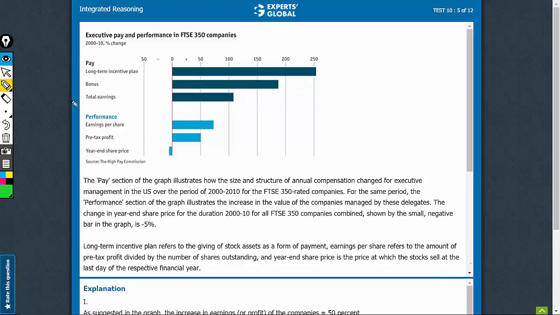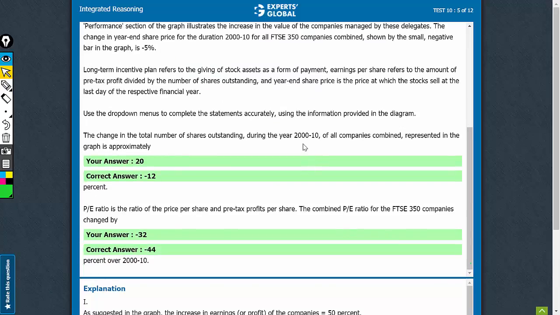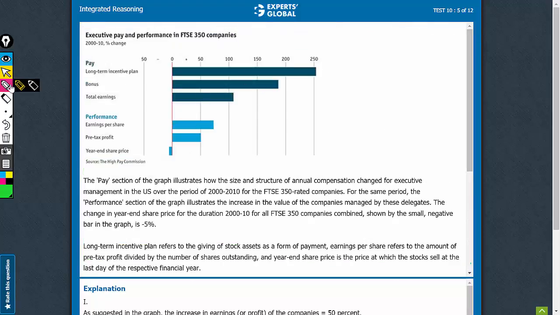The first question here asks about the percentage change in the number of shares outstanding for these companies. If you look closely, you'll realize that the profit has increased by only 50%, but the earning per share has increased by 70%. So that means the number of shares must have decreased. What is that change we must look at?